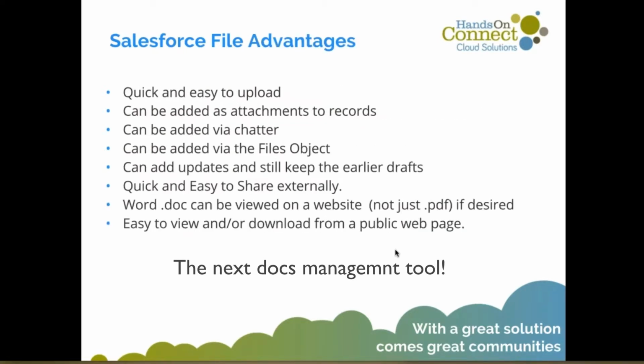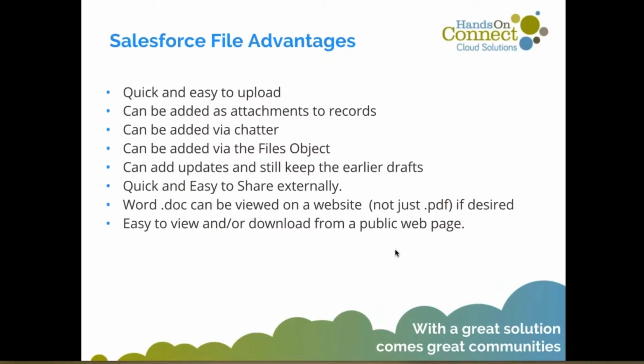They are quick and easy to upload. They can be added as attachments to records, just as the old attachments could be. You can add them via Chatter. You can add them via the file object. You can add updates to the file and still keep the earlier drafts, so you don't actually replace them. You just put in a new draft and the latest draft is published. They are quick and easy to share externally.